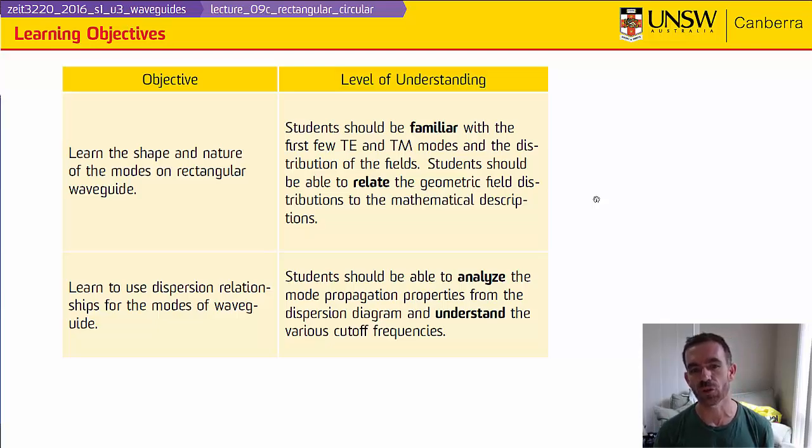So you should be familiar with the first few TE and TM modes and the distribution of the fields. And you should be able to relate the geometrical field distribution to the mathematical relationships that you can develop from doing the Helmholtz equation. You might ask why this is important. Well, it's important because one of the really difficult things in dealing with waveguide circuits is when you need to go from one type of waveguide to another type of waveguide.